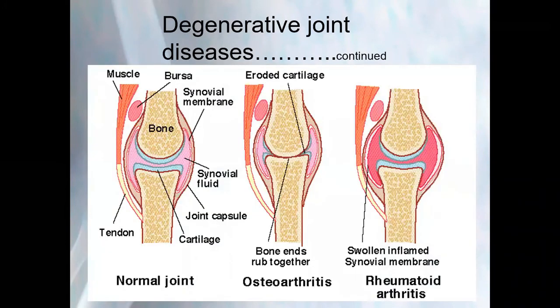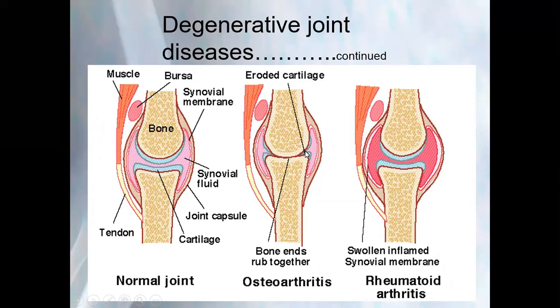These are the three types of joint. One is the normal joint, another is the joint with osteoarthritis, and the third is with rheumatoid arthritis. See the difference between these types of joint. The normal joint has a normal structure, normal articular surface, and normal ligaments, and the space between the joint is present.